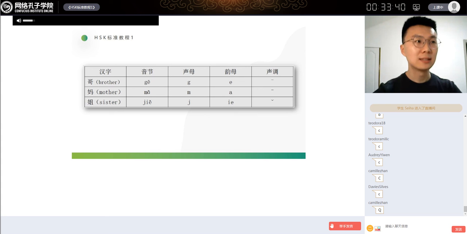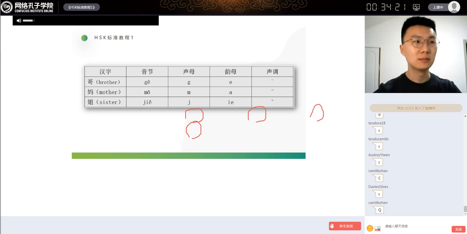声母 is 歌. 韵母 is 饿. 声调, the tone is this, is the first tone, right? Okay, let's try to put them together and read it. 歌. It means brother. 哥哥, brother, older brother.